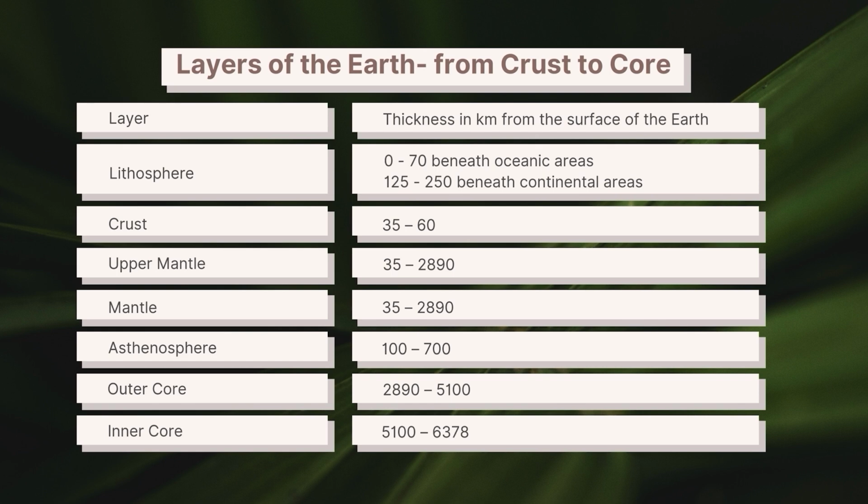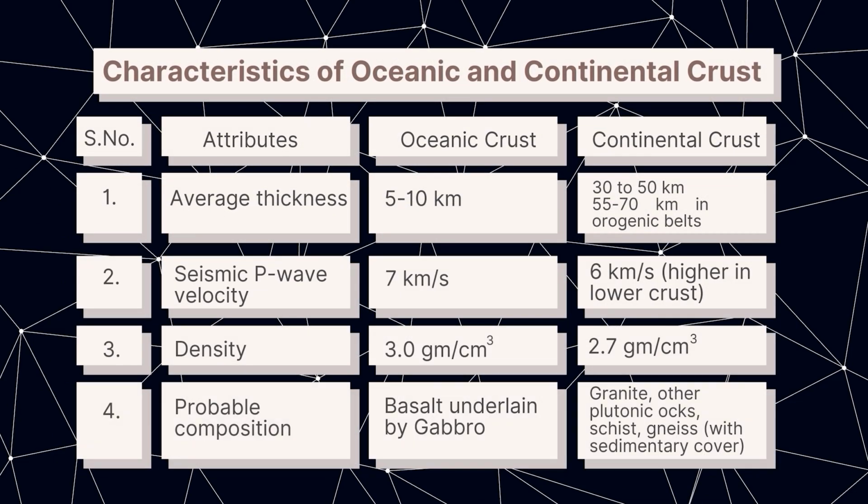asthenosphere is around 100 to 700 kilometers, and outer core is 2890 kilometers to 5100 kilometers, and inner core is 5100 kilometers to 6378 kilometers. Now with this, the characteristics of oceanic and continental crust are also different.